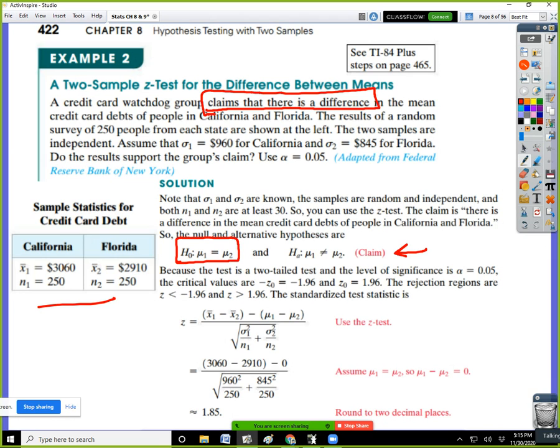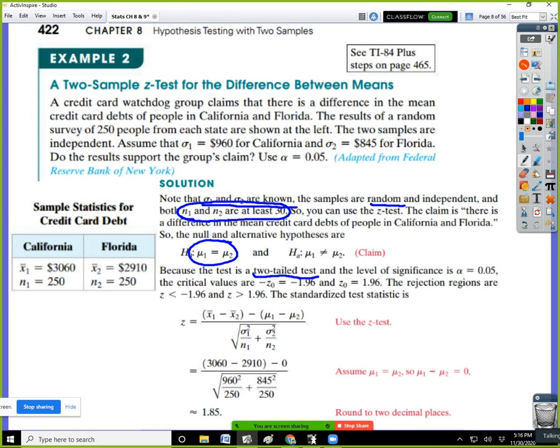Okay, so what they're trying to prove is we're hoping to get down to where we can reject H0. We want to reject H0 because we want our claim to be true. Does that make sense to everybody? Now, as I said before, this is a two-tailed test because we have equals. So now we look at this and say, okay, sigma 1 and sigma 2 are known, the samples are random and independent, and N1 and N2 are at least 30. So we're good to go, and we can use all of our normal stuff.